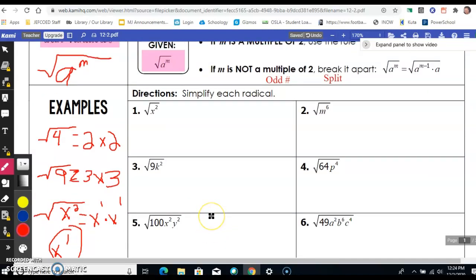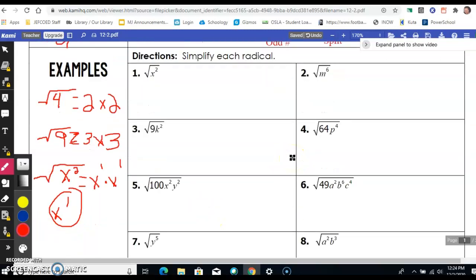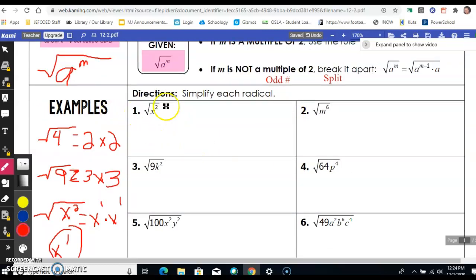Okay, now that goes back to our product rule, because remember, our product rule tells us to do what with our exponents? Add them. Okay, so here we're simply going to do this by splitting it in half. So here, guys, if you're looking, x squared, 2 is my m. We're going to end up dividing it by 2, which is going to tell us that the square root of x squared is simply going to be just x, or x to the first.